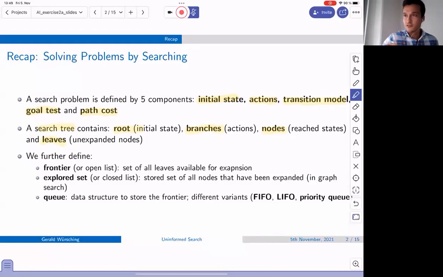Based on these 4 components in a search tree, we can also define 3 important notions that we're going to use when we look at search algorithms. First, the frontier, which is called the open list. The frontier basically contains all leaves that are available for expansion at the current state of the search. What we also have in certain search algorithms, not all, is a so-called explored set, also called a closed list. These are all the nodes that we have visited already, that we have expanded.